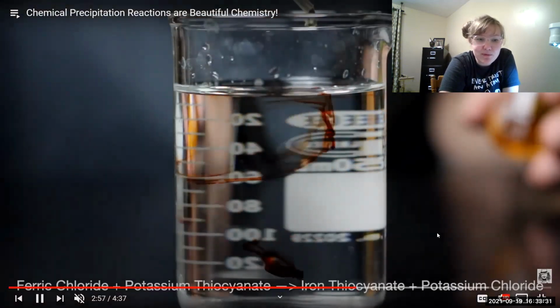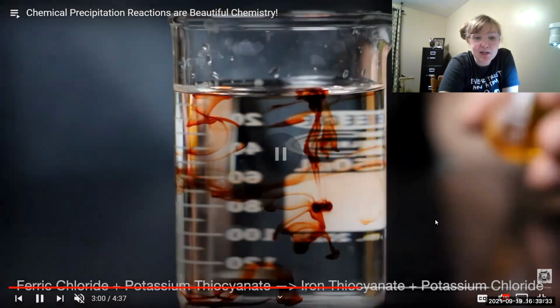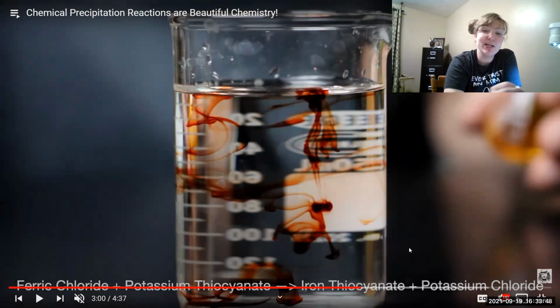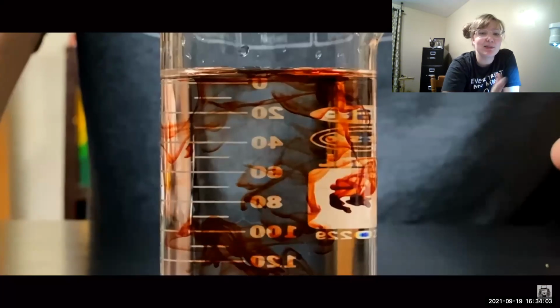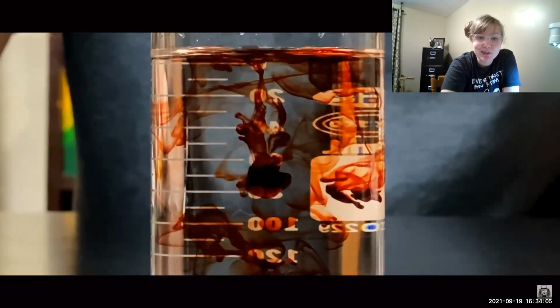This one, ferric chloride, that means iron chloride, and potassium thiocyanate. I don't even really know what those are, but I bet that the potassium chloride is the one that is clear and the iron thiocyanate is that orange color because iron's already kind of orange. So I'm thinking that's the orange here, but potassium is a 1+, so it should be soluble. That one looks cool. It looks like blood, which has iron in it.